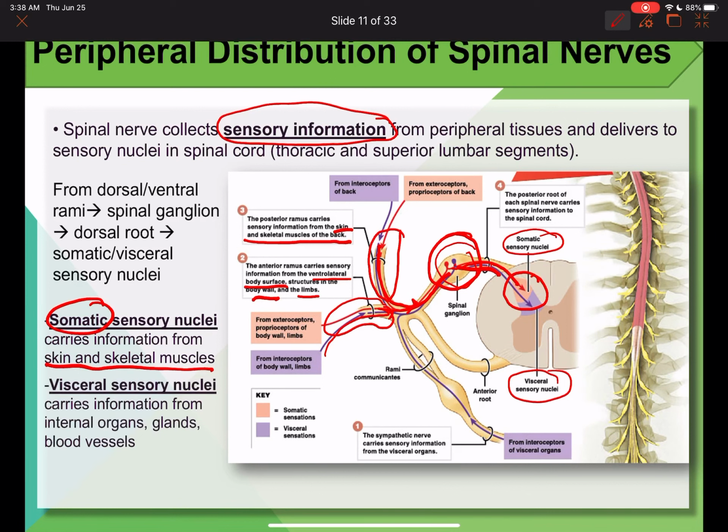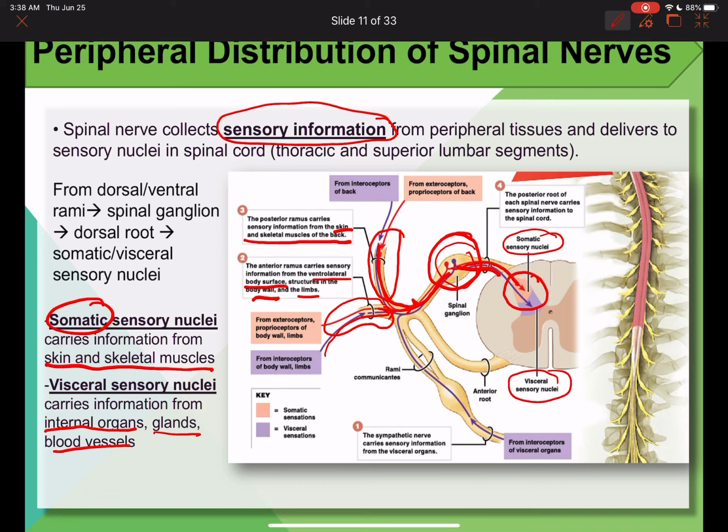Okay. Now, visceral sensory nuclei will carry information coming from your internal organs, glands, and blood vessels as well. Remember what I talked about visceral, okay? The word visceral stands for internal organs, and here it includes glands and blood vessels as well.